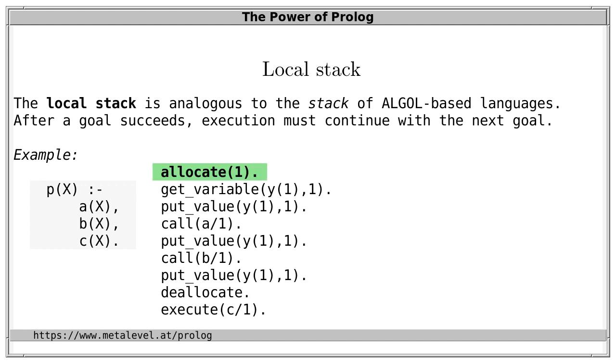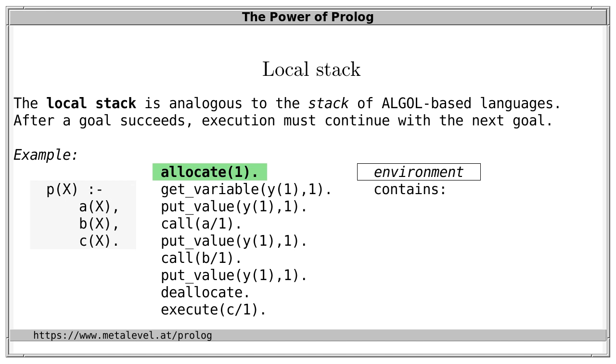So what we see here is the code starts with an allocate instruction. This instruction means that a so-called stack frame is allocated on the local stack. And specifically, it's a so-called environment frame, or simply an environment. Because as we'll see, there are two types of stack frames on the local stack. And we now discuss environments.